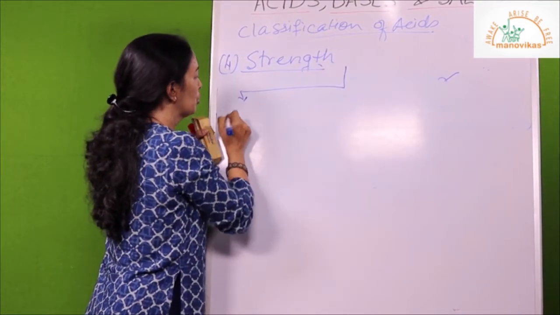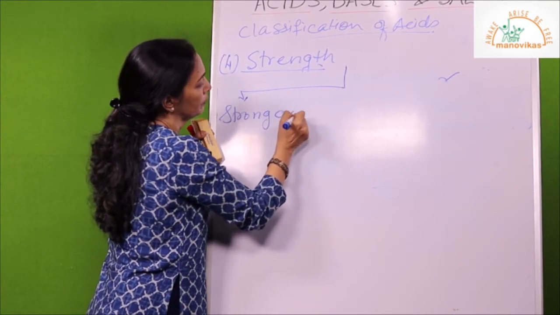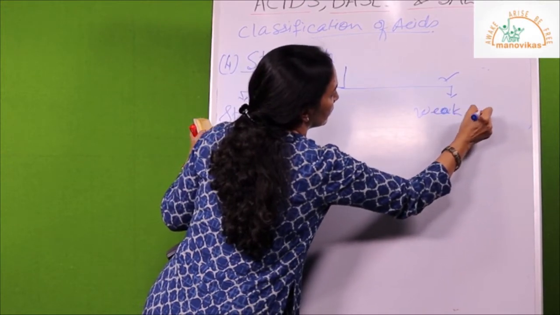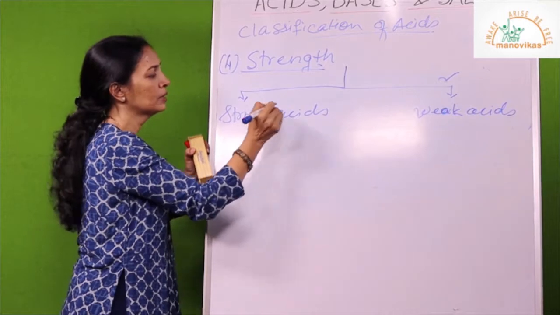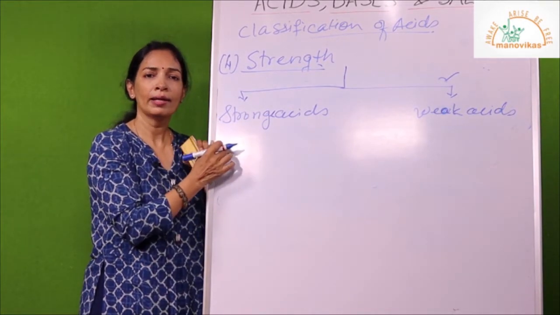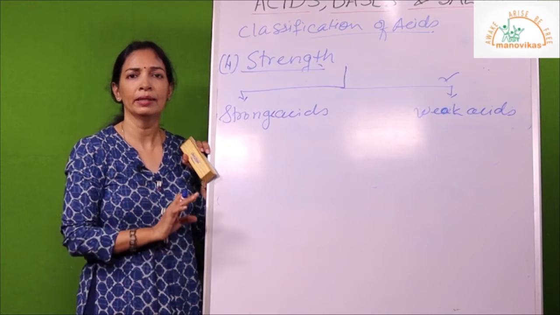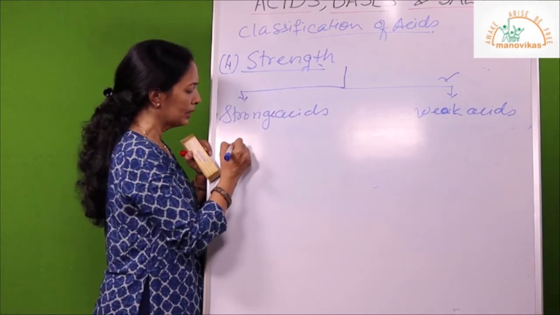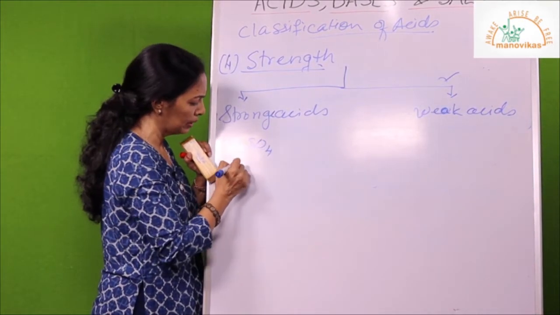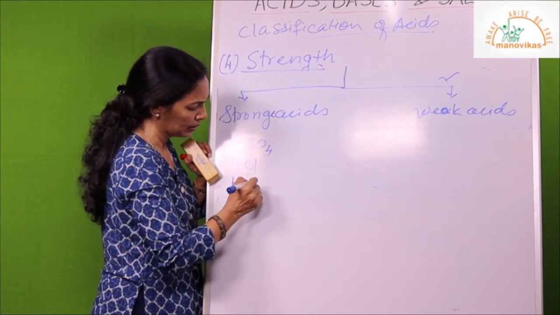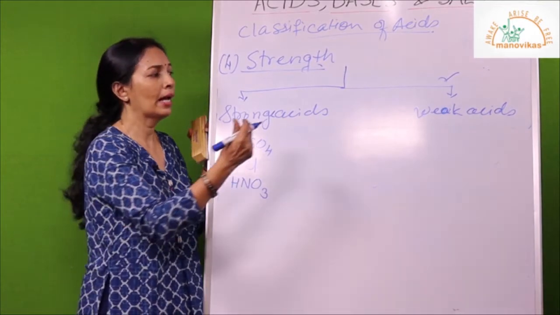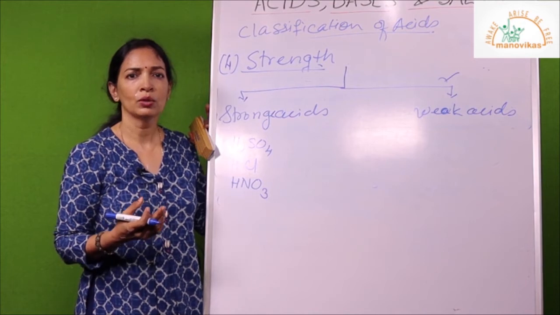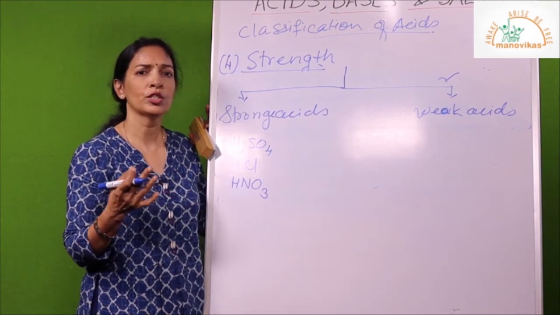strong acids and weak acids. Now, strong acids, when the acid ionizes completely, almost completely in its aqueous solution and furnishes high concentration of H plus ions. Strong acid examples are H2SO4, sulfuric acid, hydrochloric acid, nitric acid. Weak acids, when the acid ionizes partially and gives very low concentration of H plus ion, so that the degree of ionization does not reach 30%.